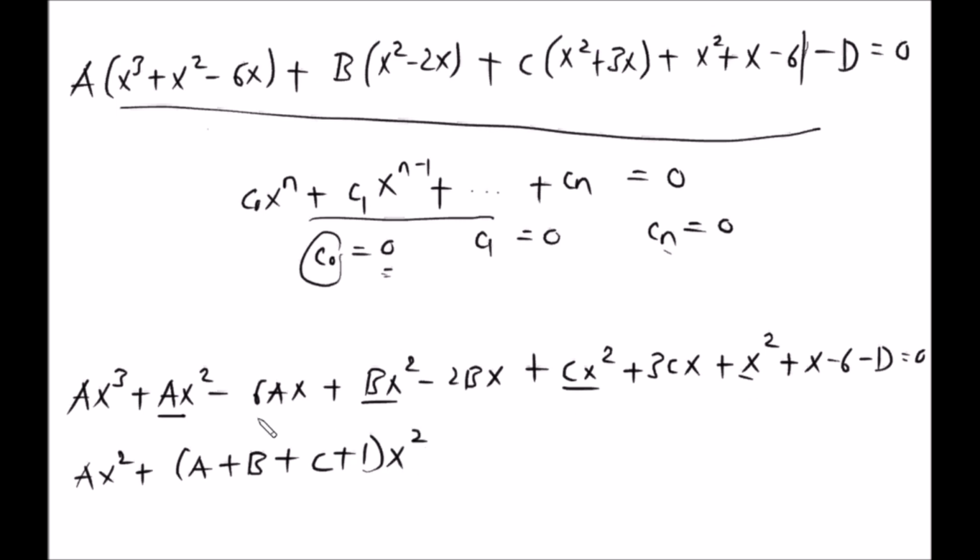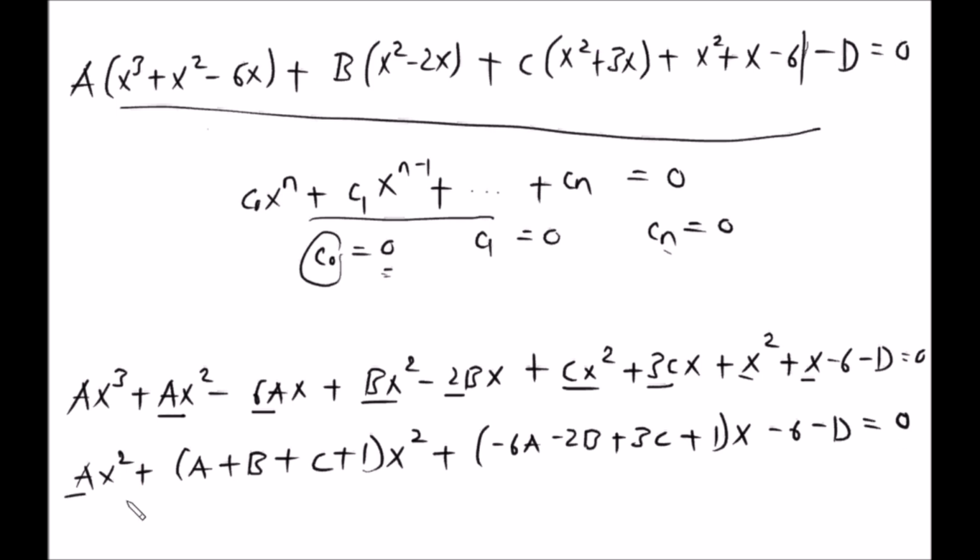Hii ni x squared, and then x here na negative 6a, negative 2b, positive 3c na 1. Kwa hiyo hii sasa atakuwa ni jumlisha, so we have negative 6a, negative 2b, positive 3c huyo hapa na positive 1, huyu ni x. And then constant sasa ziko mbili tu, ni negative 6 na d. Kwa hiyo ni -6 na -d sawa na 0.